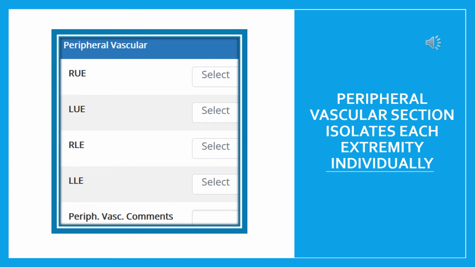Now, there are no choices here for skin color, temp, dry skin, sensation, or ulcers present. These are crucial assessments in peripheral vascular disease, so include them in the comments section. They could also go in the skin section, but since they are related to the peripheral vascular system, they really should go here too.